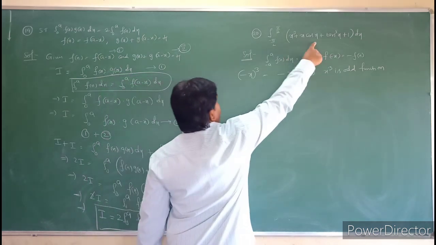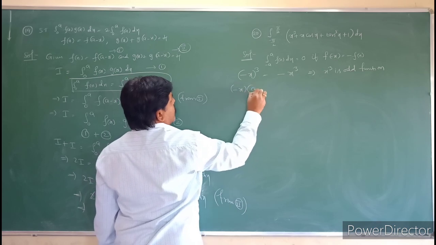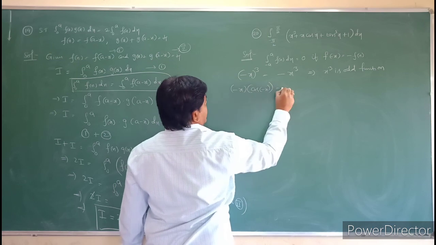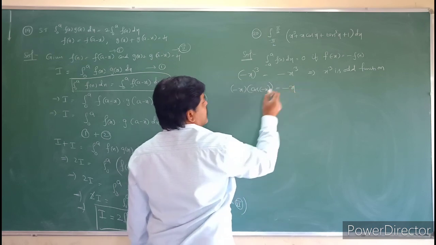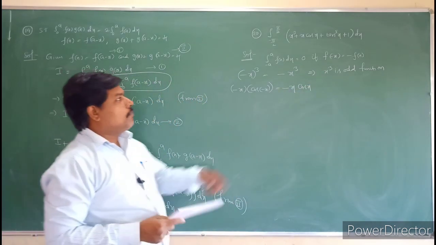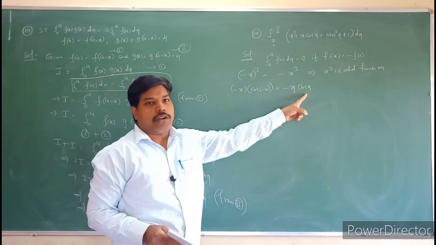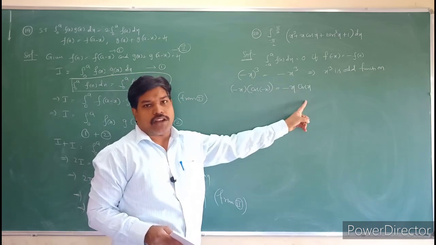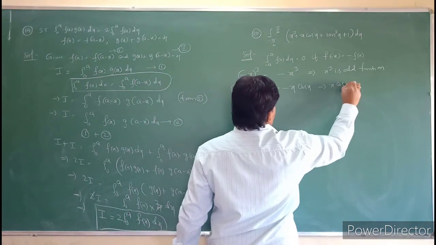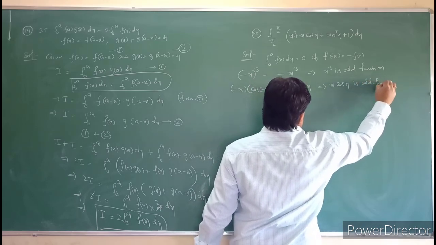Next function is x cos x. Replacing x with minus x, we get minus x into cos of minus x. Minus x remains the same, and cos of minus theta is cos theta. So it is in the form of minus f of x. Yes or no? So that implies x into cos x is also an odd function.